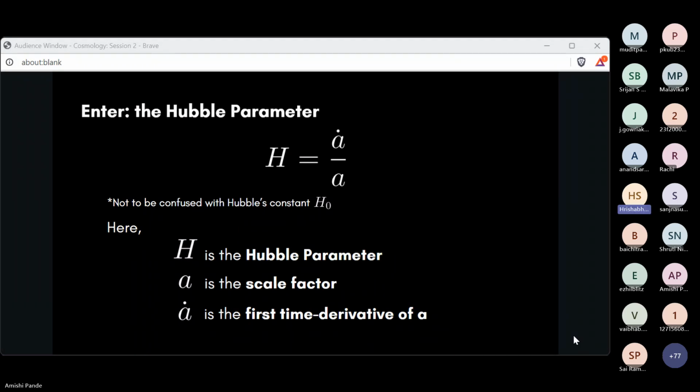If it were expanding constantly, then we could have simply done 1 by H, and we would have found the age of the universe. Because that's what it is, right?